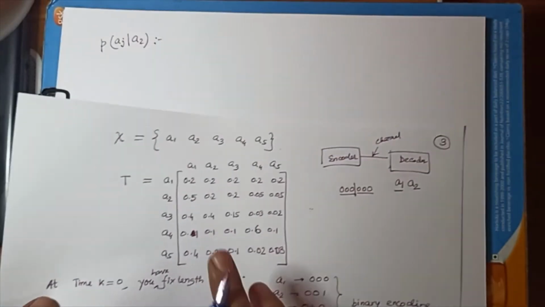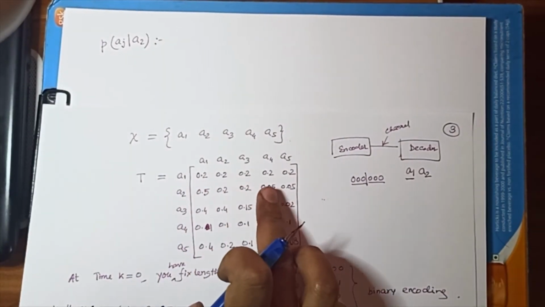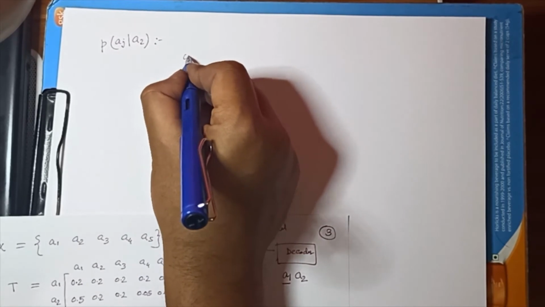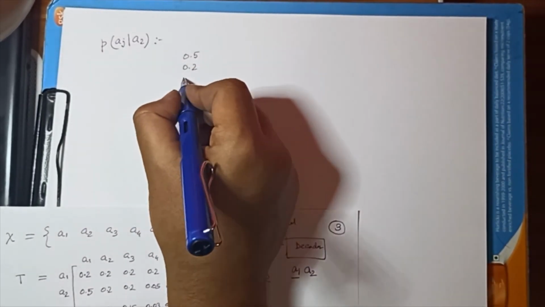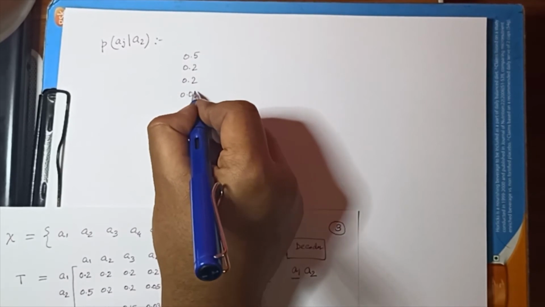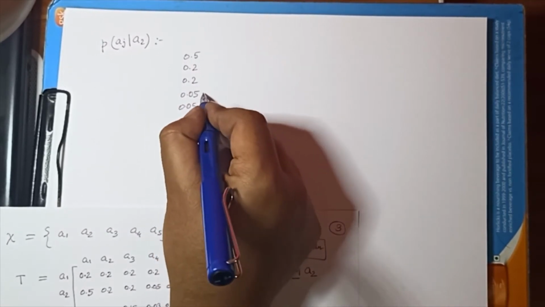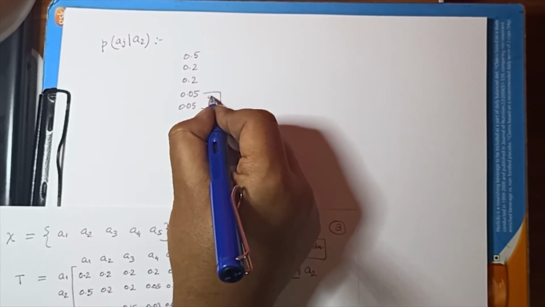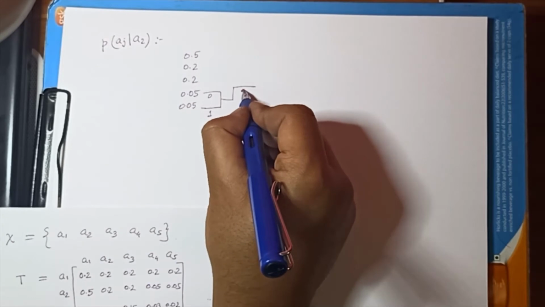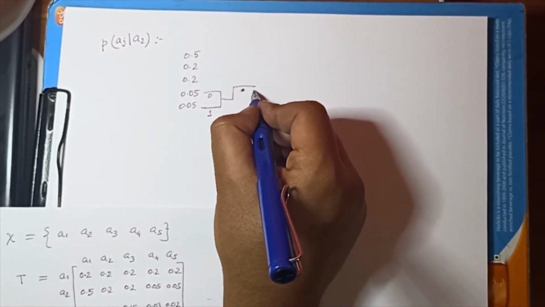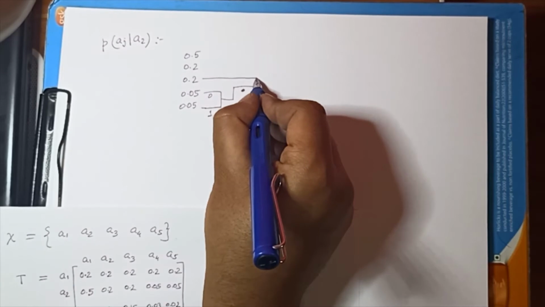So if the previous state is A2, then the probabilities are 0.5, 0.2, 0.2, 0.05, 0.05. So I can write 0.5, 0.2. I am writing horizontally. Here I have written vertically. Horizontally I can use the space in a better way. 0.05, 0.05. So clearly these two will combine. This will be 1, this will be 0, and sum is 0.1. Here 0.1 is smaller compared to the others. So this is 0.1, this is 0.2. So these two will combine next.